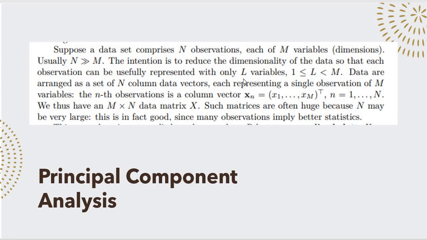and m. The data are arranged as a set of n column data vectors, each representing a single observation of m variables. The nth observation is a column vector, that is x_n equals x_1 to x_m, n equals 1 to n. So we thus have an m cross n data matrix, that is X. Such matrices are often huge because n may be very large. This is in fact good since many observations imply better statistics.